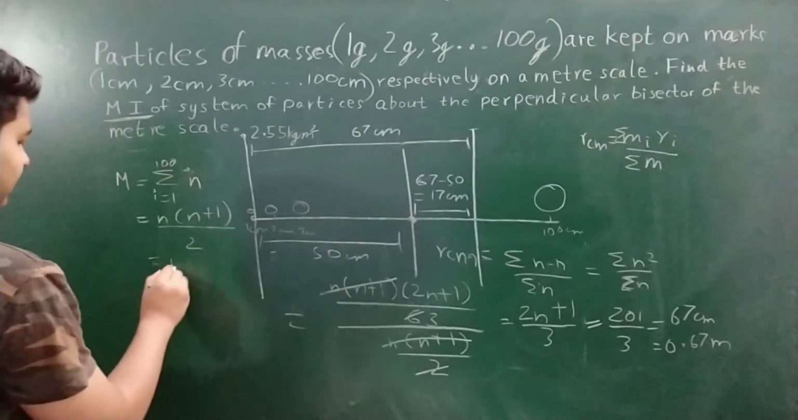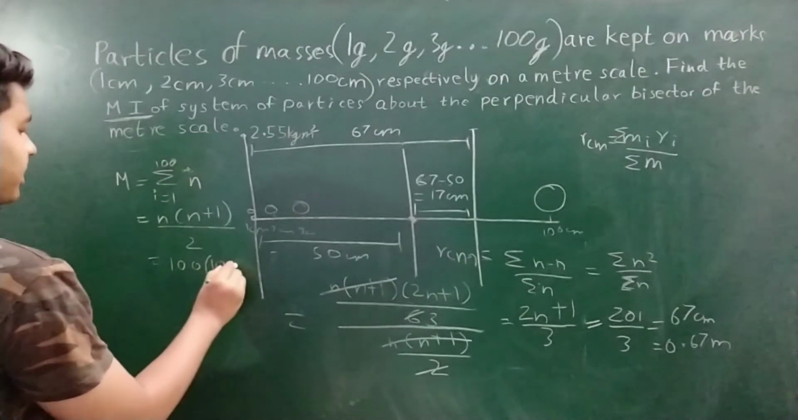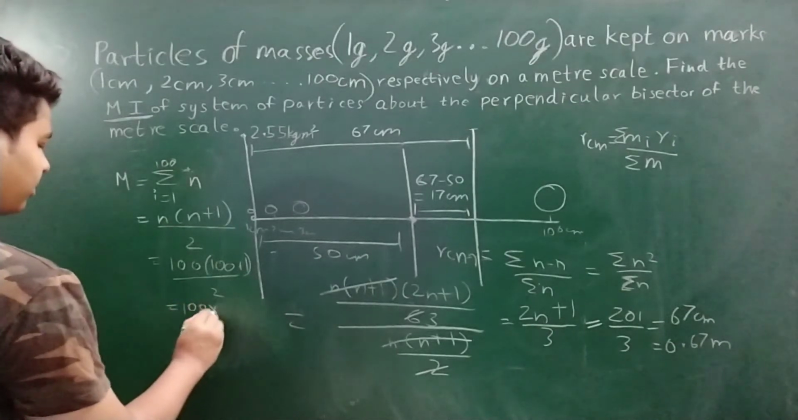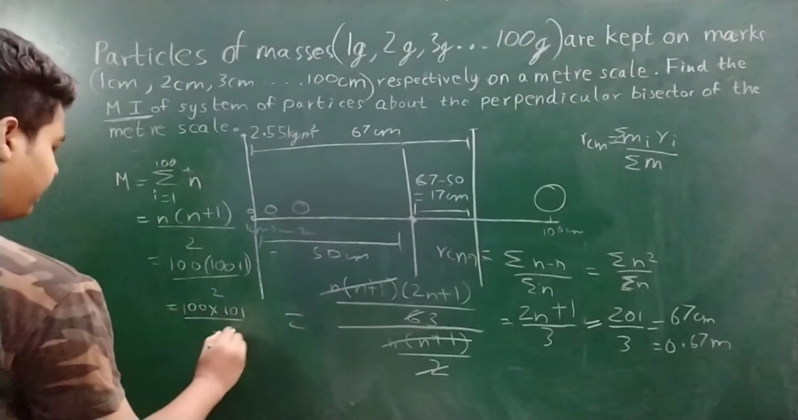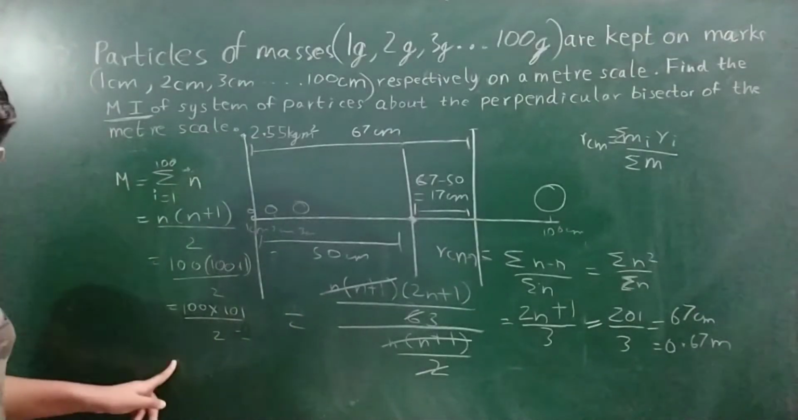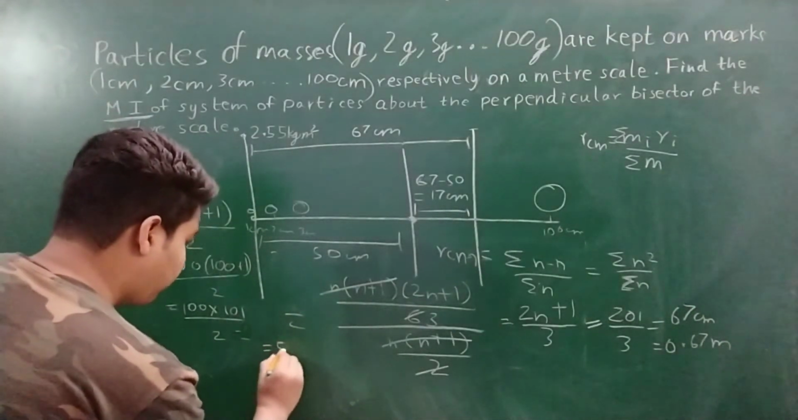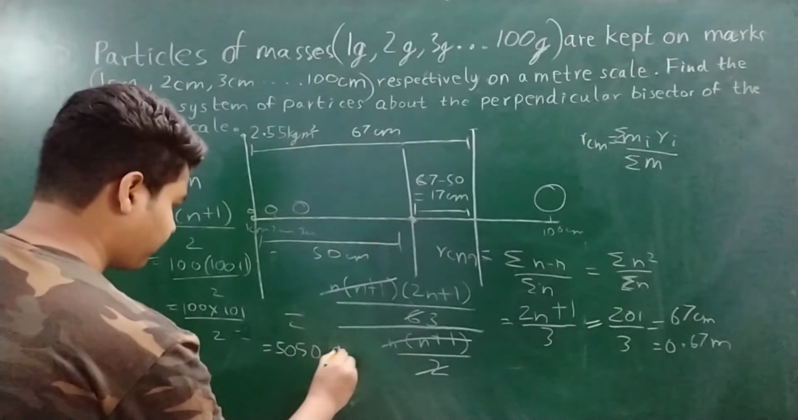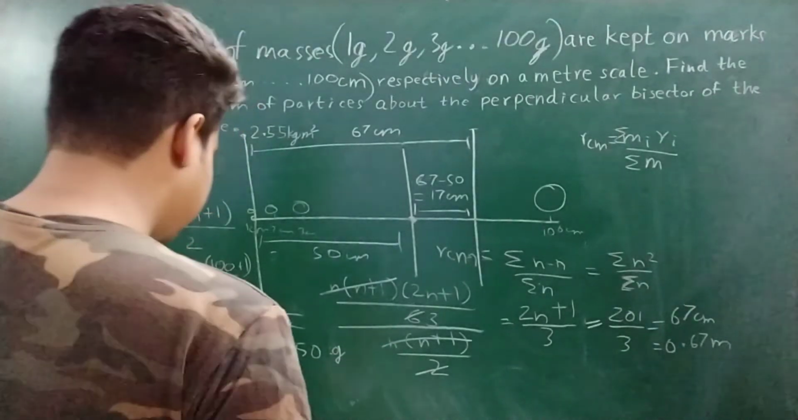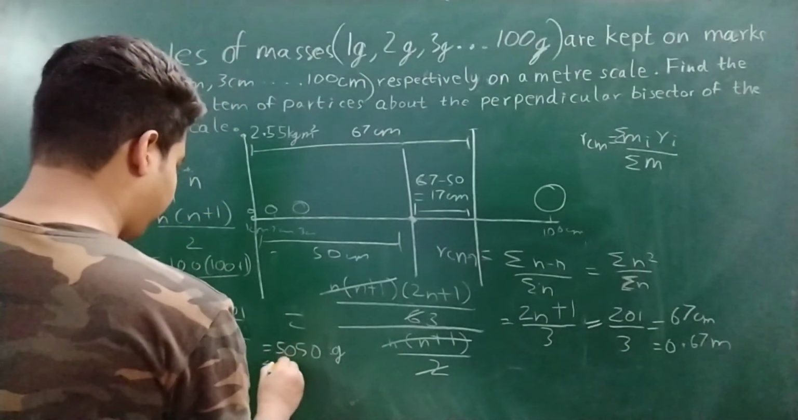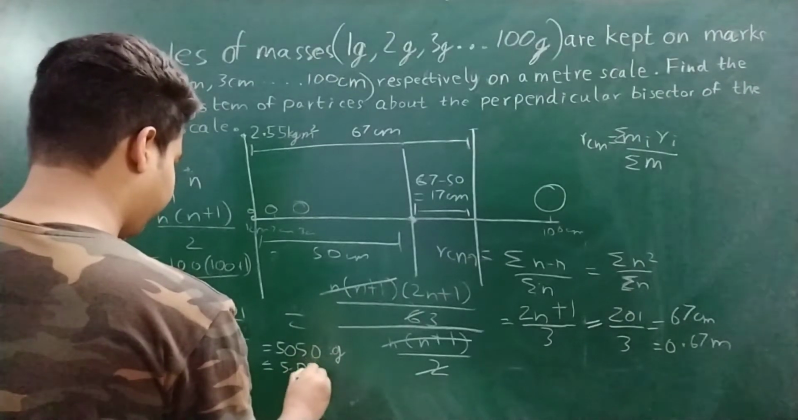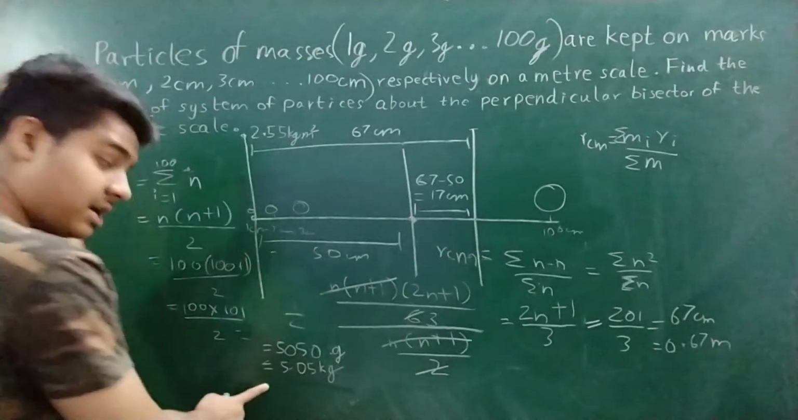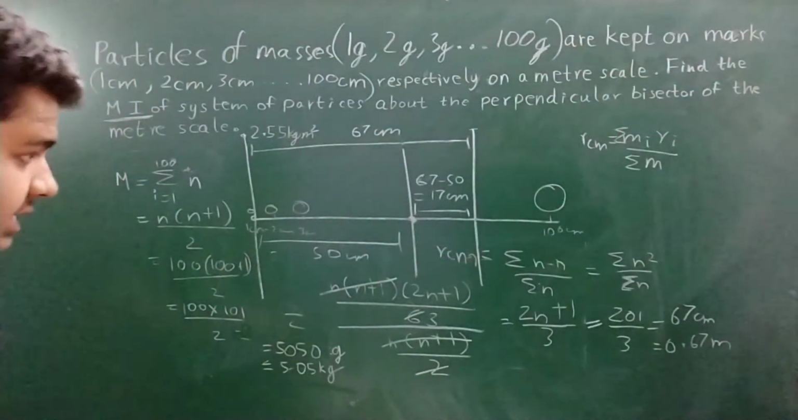Now we just have to put the values of n, that is 100 into 100 plus 1 by 2. It is 100 into 101 by 2, and if you solve this, you will get the answer as 5050 grams, or you can say 5.05 kg. This is the total mass of this whole system. The total mass is 5.05 kg.